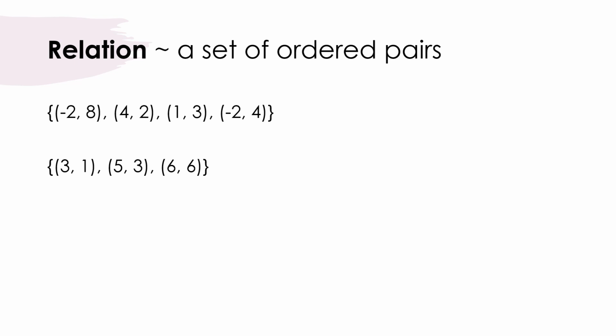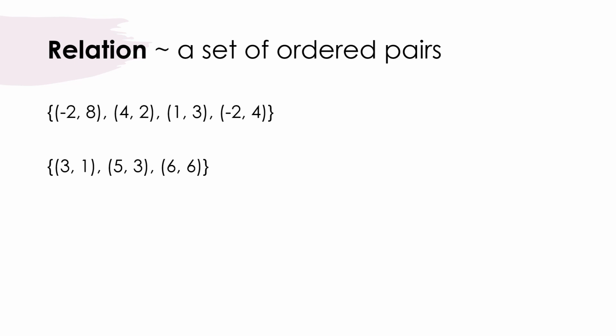A relation is just a set of ordered pairs. So here we have two sets of ordered pairs: (-2, 8), (4, 2), (1, 3), (-2, 4), and (3, 1), (5, 3), and (6, 6). The only definition they have is they just have to be a set of ordered pairs. They don't have to have a relationship. They don't have to have a rule to get from the x to get to the y. They just have to be together.